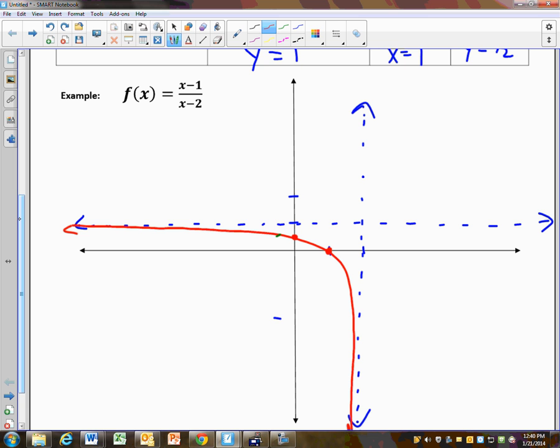Okay. How about here? Do you know top or bottom? We don't. We got to figure it out. We don't have a point, so we're going to make a point. What is an x value you can plug in over on this side? 5. 5 is fine. 5 minus 1? 4. 5 minus 2? 3. 4 over 3. Is that above the line y equals 1, or is it below the line y equals 1? It's above. So therefore, the other part of the graph is above that area.